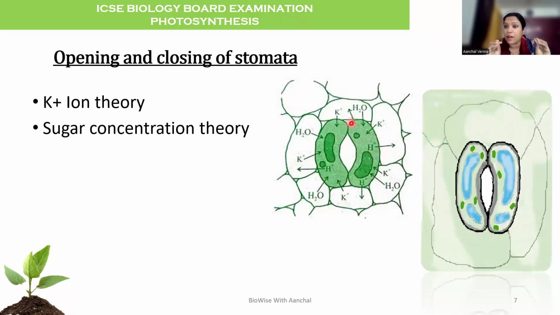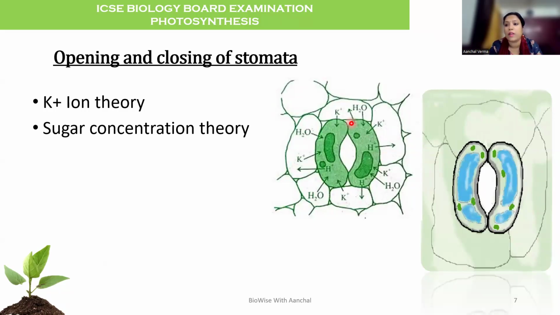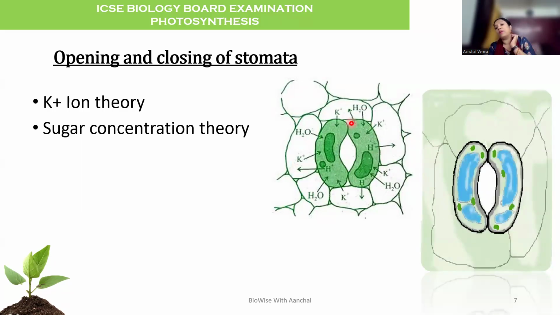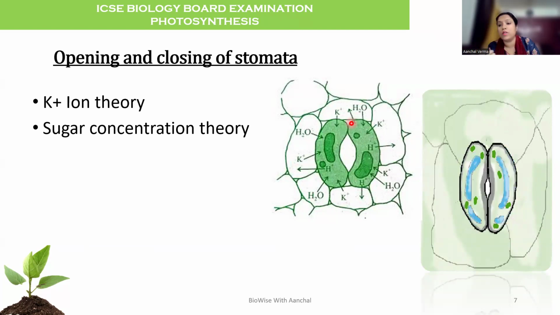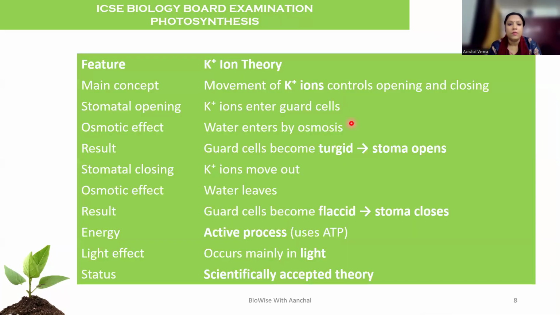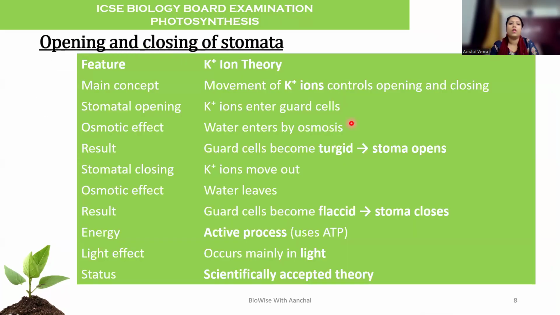This is the basic funda for the closing and opening of stomata. If a hypertonic condition is formed in the guard cells, they become turgid and the stomata opens up. If a hypotonic condition prevails in the guard cells, then they become flaccid, and the stomata closes. This is your opening and closing of stomata, the potassium ion theory. The main concept here is that movement of potassium ions controls the opening and closing of stomata.